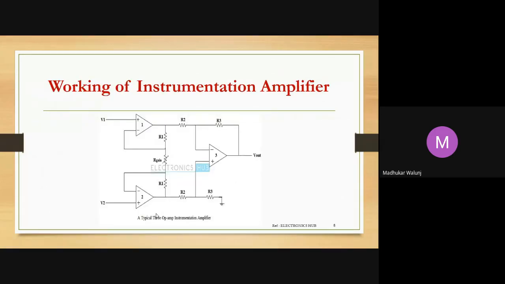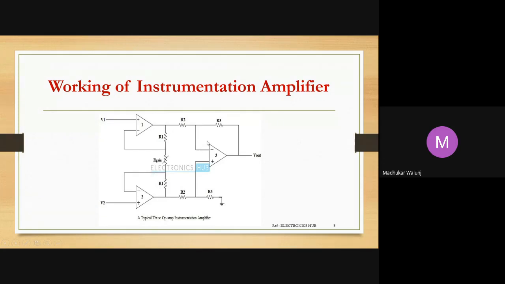For the working of an instrumentation amplifier, I have referred to this figure from Electronics Hub. You can see here we have V1, connected to the first operational amplifier's non-inverting terminal. We have V2, connected to the second operational amplifier's non-inverting terminal. The inverting terminals are connected to the R gain terminals. As I have mentioned, the current is not entering the input terminals of the operational amplifier, so current will start flowing from 3 to 4 or 4 to 3.